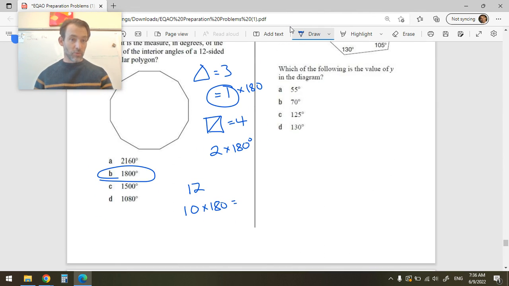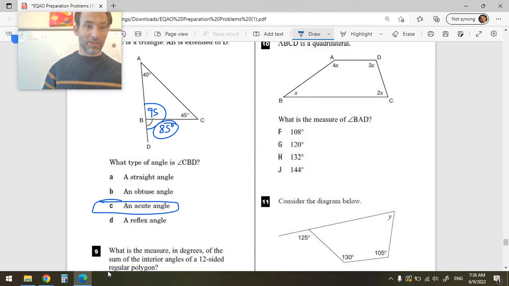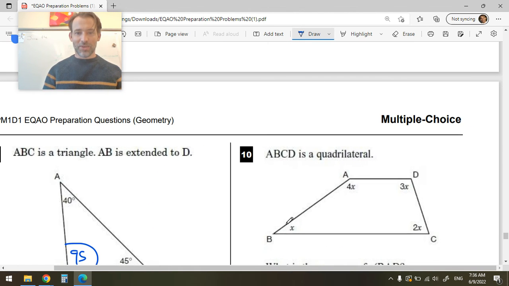What if it was 20-sided, Mr. Jennings? Well, a 20-sided shape could be divided into 18 triangles, always 2 less. So I would do 18 times 180, and that would equal some other number. I can't remember 18 times 180 right now, and as you can tell, I'm not really in the mood for mental math. So we're going to move on.